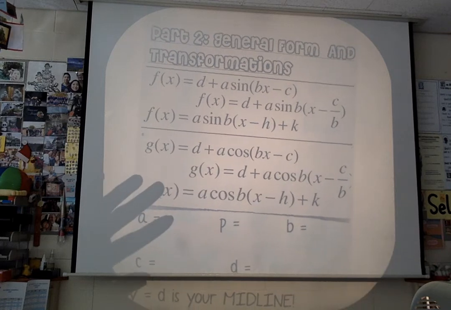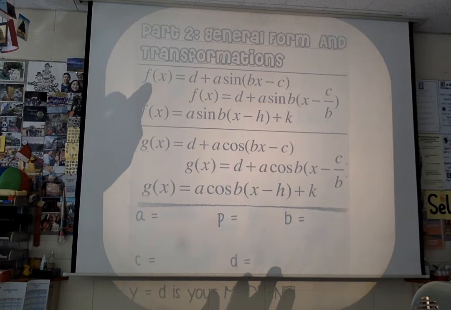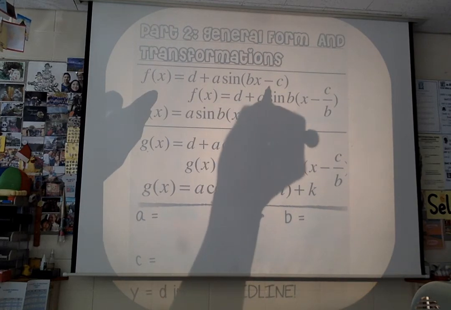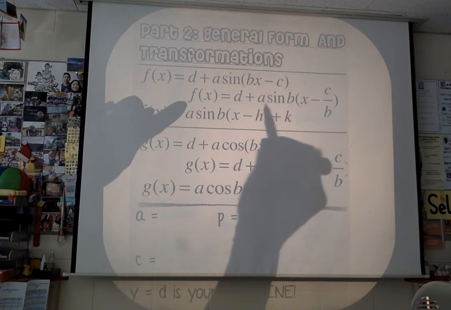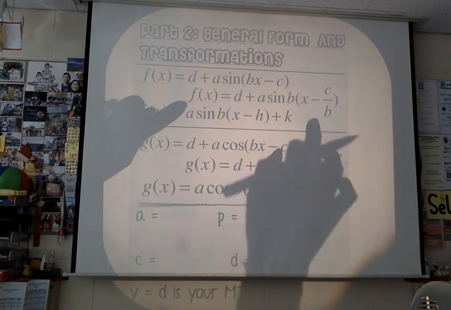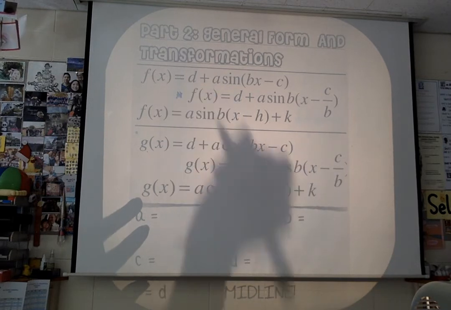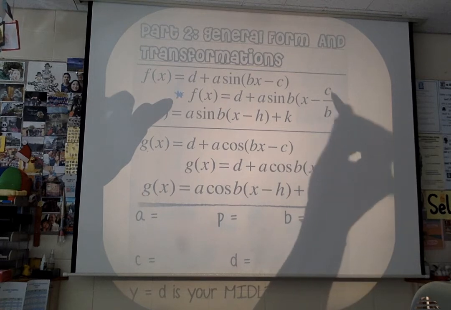General form and transformations. I'm going to show you multiple standard forms that are shown in other textbooks other than yours. Your textbook for general form is f of x equals d plus a sine b times x minus c, or we could write it this way: f of x equals d plus a sine b, parentheses x minus c over b. They're all related. It's just we factor the b out. I like this method particularly because it shows you the phase shift.